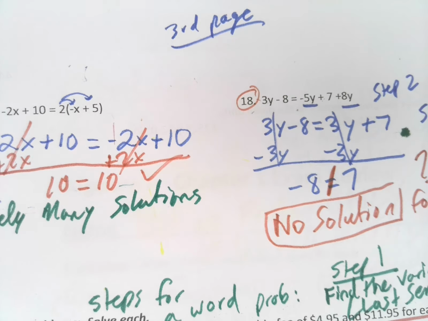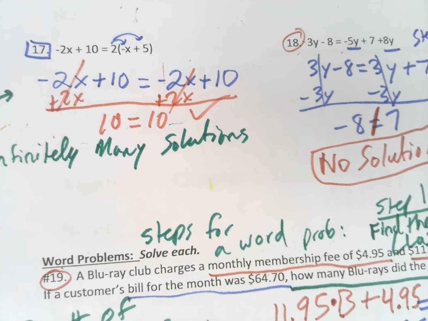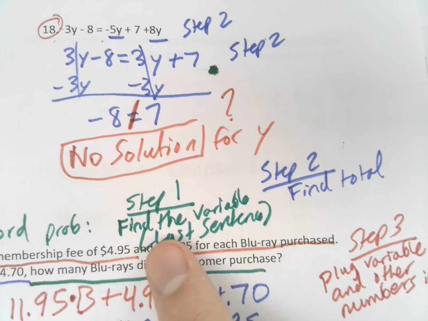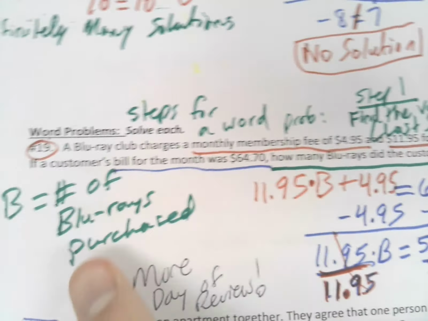Okay. So we did number 19. We did 18 yesterday. We did our 3 steps for word problems. How about number 20? 2 friends want to rent an apartment together. They agree that one person will pay 2 times what the other person will pay.